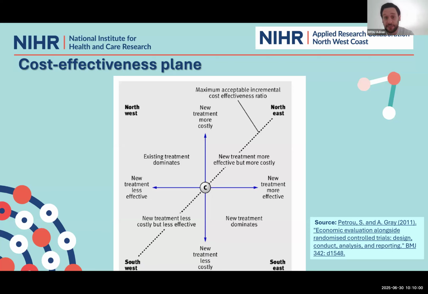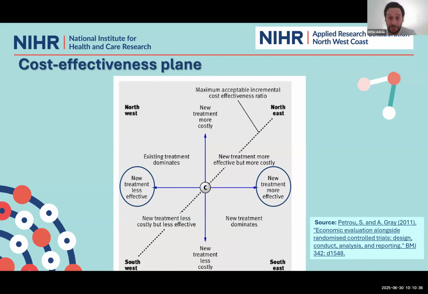Similarly, if you look at the horizontal axis, the more we go to the east, the more effective the new treatment will be. So it will be more beneficial in terms of some clinical or health outcomes. And the more we go to the west, the less effective the new treatment will be. So the vertical axis is cost, and the horizontal axis represents the effectiveness of the new treatment compared to the alternative, which might be standard of care, for example.